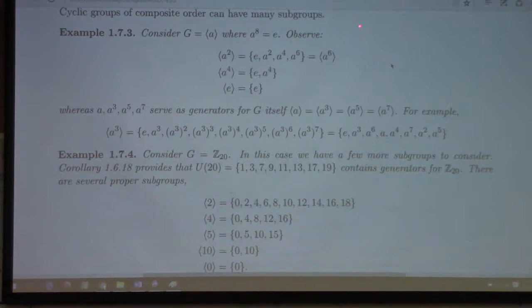1 and 3. That means that a cubed, not a cubed this time. So what's the generator here? The generator of this subgroup is not a, it's a squared. So a squared cubed will serve as generator for this one by the corollary we just went over. It's a little bit subtle, right?